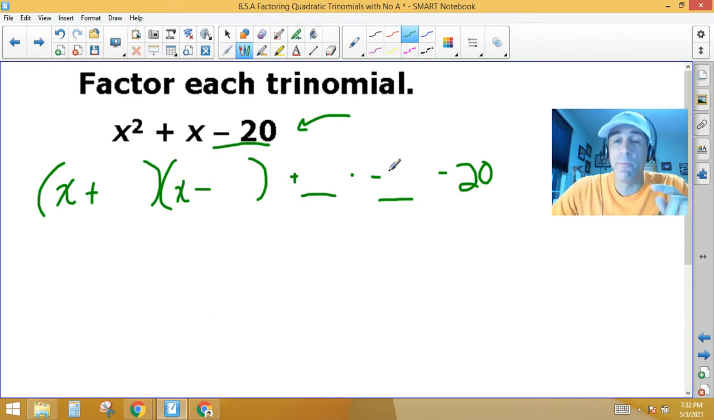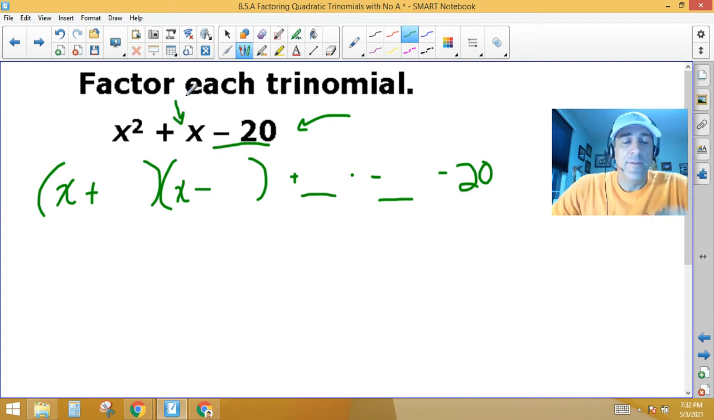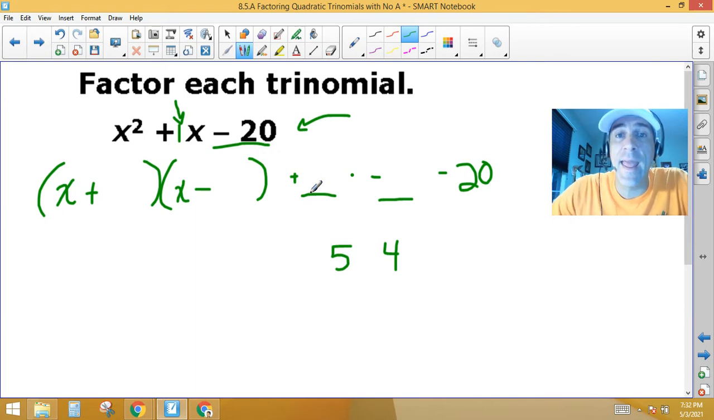So I have lots of options. But before I just start guessing and checking, I want to look here. This is a plus and there's an invisible 1 here. That means they have to add to get positive 1. So what factors of negative 20 add to get positive 1? Since they're opposite signs, I can also think they have to be 1 apart. So I have a 5 and a 4. If I multiply them, I get 20 and they're 1 apart. But one of them has to be positive and one of them has to be negative.